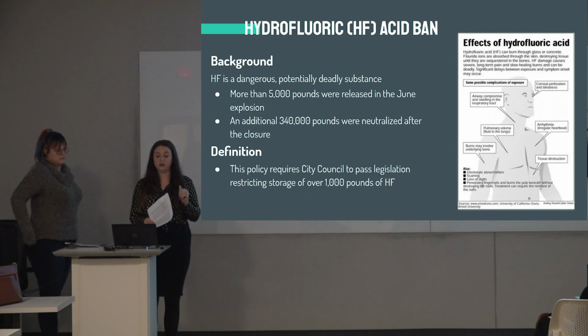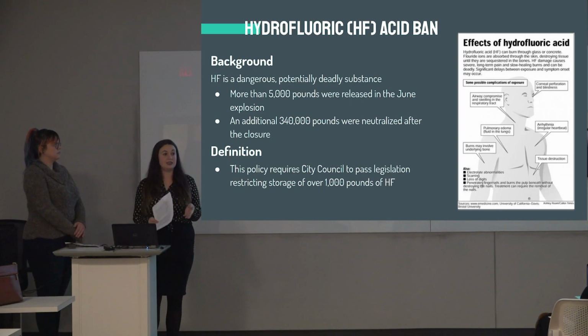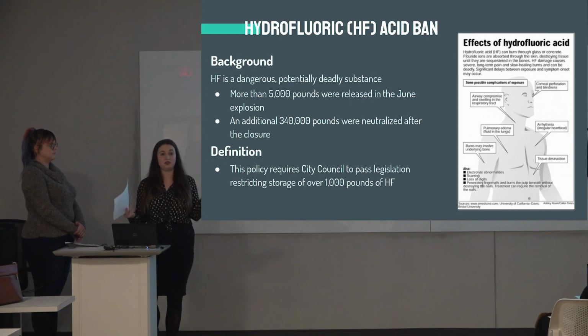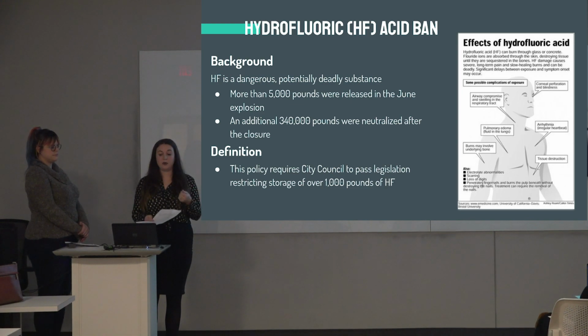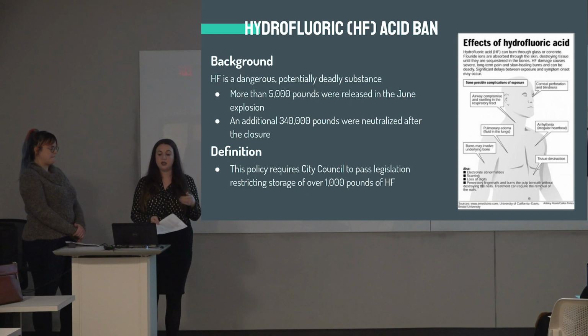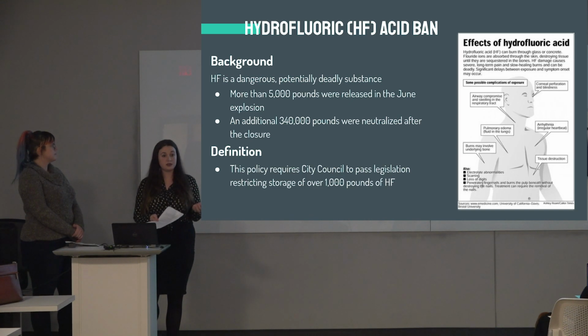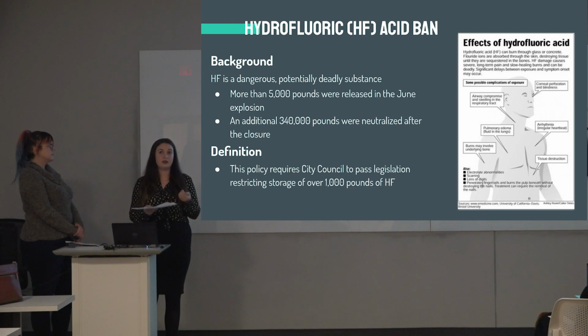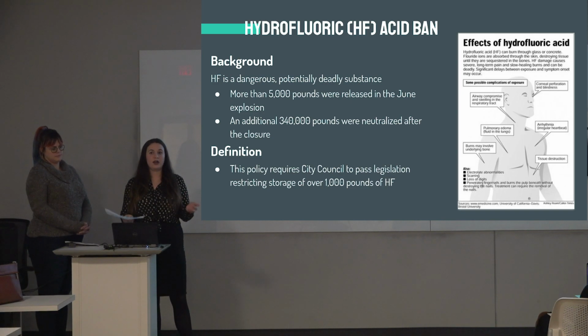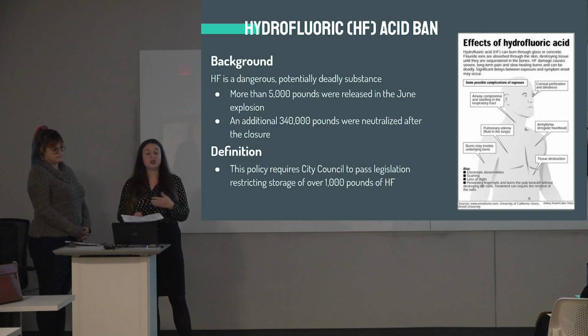When the explosion happened in June, there actually was more than 5,000 pounds released at that time. Luckily, the fire burned it off, so it was not able to get into contact with people in the surrounding area. So there were at least 5,000 pounds that were released then. Additionally, since the refinery has ceased operation, an additional 340,000 pounds were neutralized after the closure, and that is way over the 1,000 pounds we are looking at setting as the threshold for a ban, or I guess a restriction on hydrofluoric acid. This policy basically requires the City Council to pass legislation that would restrict storage of HF over 1,000 pounds.